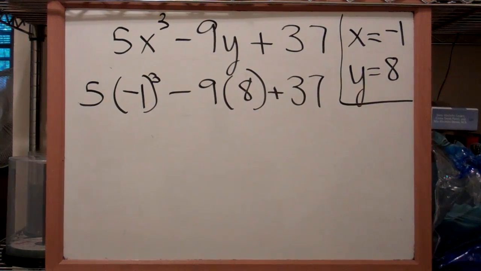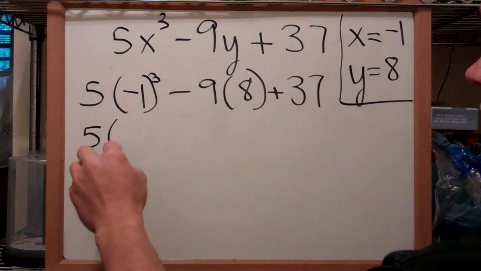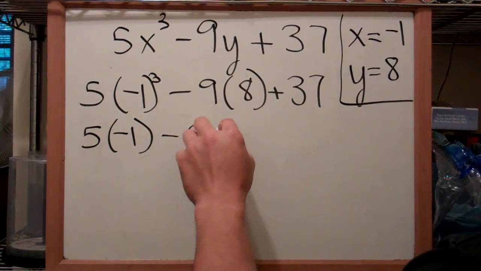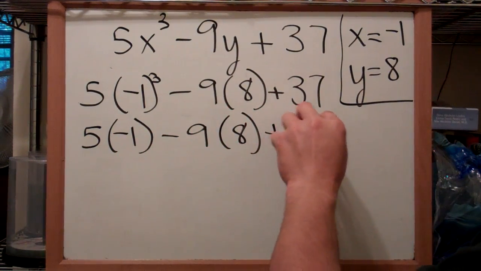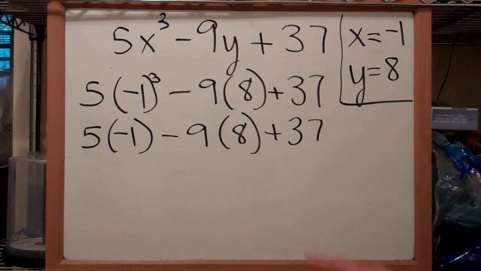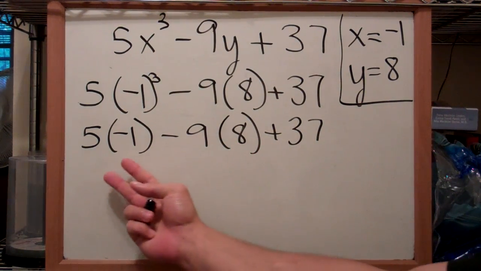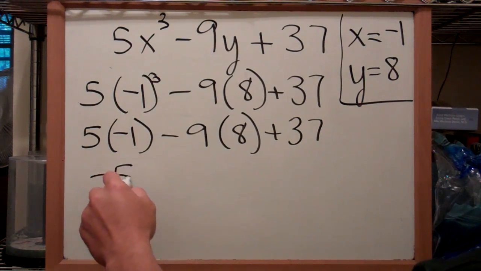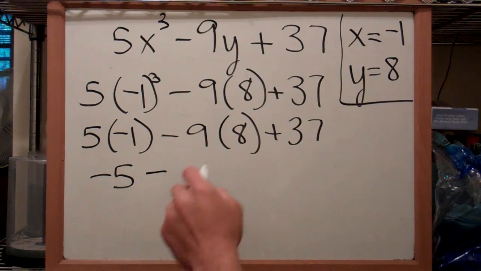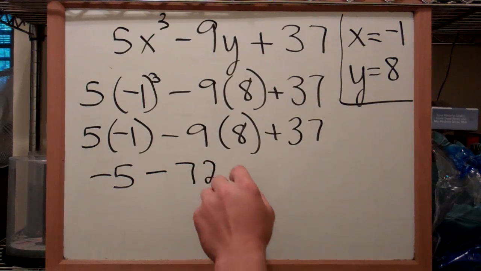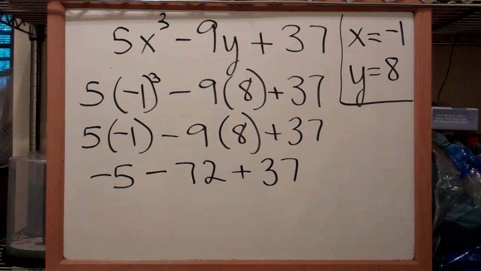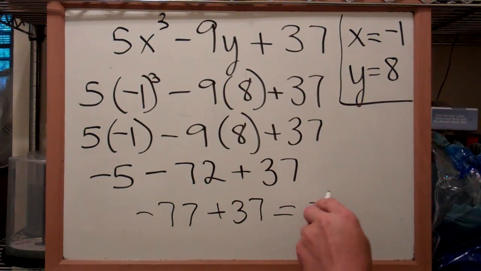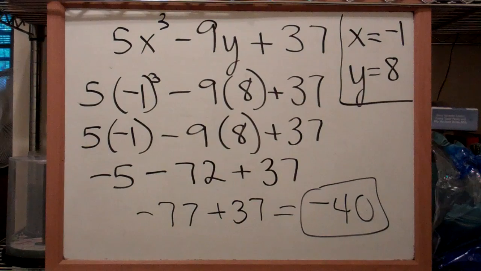So here, after we evaluate the exponent, we'll have 5 times negative 1 minus 9 times 8 plus 37. And now, before we add or subtract, we want to make sure we take care of multiplication. So 5 times negative 1 is negative 5. 9 times 8 is 72 plus 37. And then here we can simply work left to right, starting with negative 5 minus 72, which would be negative 77 plus 37, which equals negative 40 for our answer.